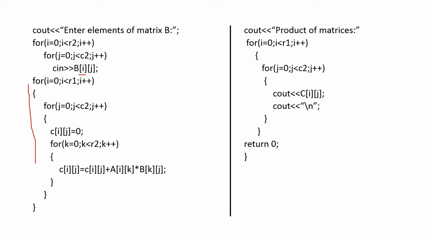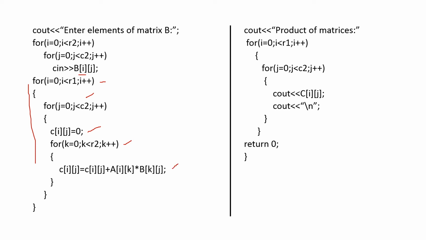For I is equal to 0, I less than R1, I plus plus. For J is equal to 0, J less than C2, J plus plus. Here we are initializing C of ij. And here comes the third for loop: for K is equal to 0, K less than R2, K plus plus.